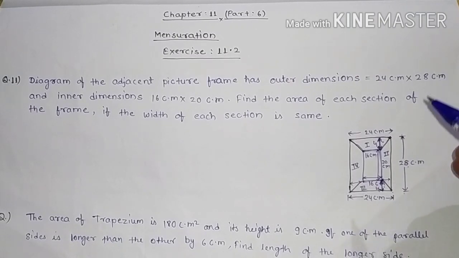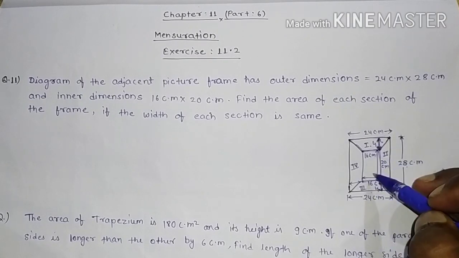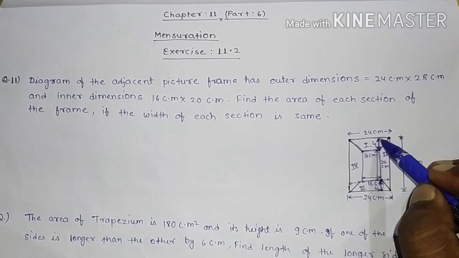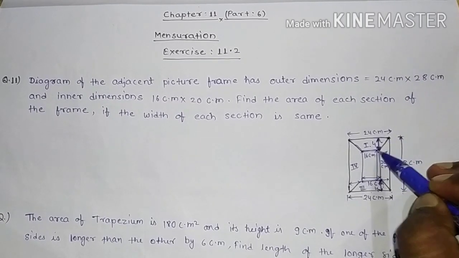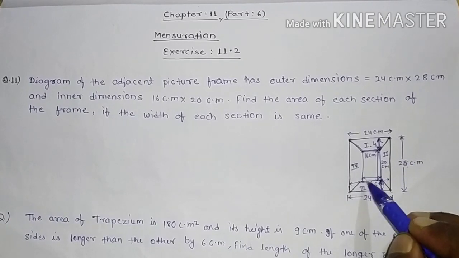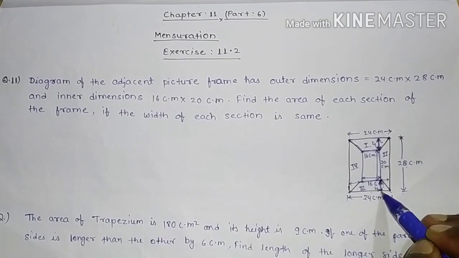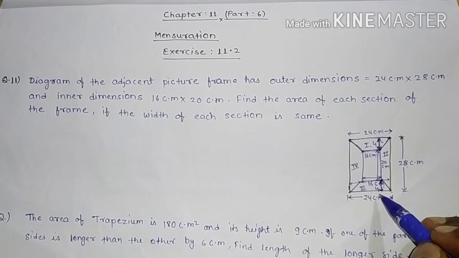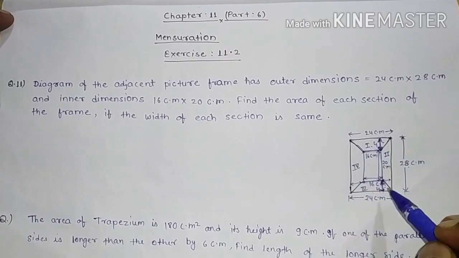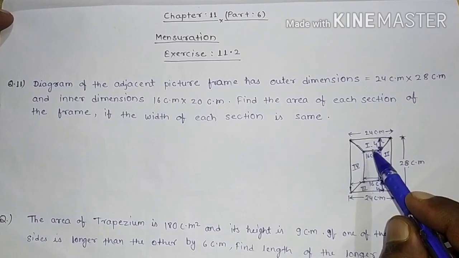Similarly, section first and section third have the same dimensions: parallel sides are 24 centimeter and 16 centimeter, and width is 4 centimeter. For the third section, the parallel sides are 16 centimeter and 24 centimeter, and width is 4 centimeter. So the area of both sections, or you can say both trapeziums, will be the same because the parameters given here are also the same.